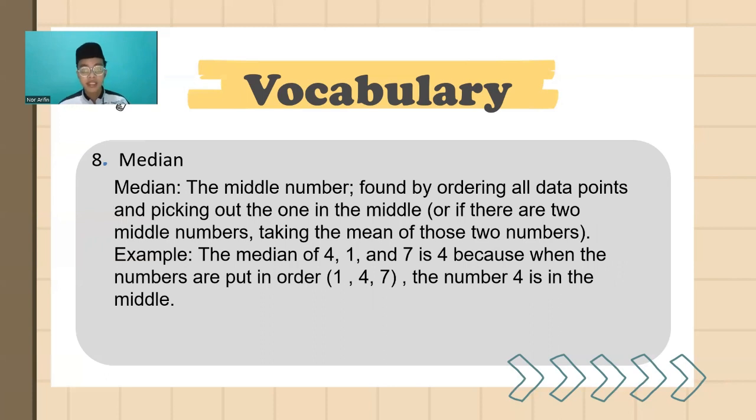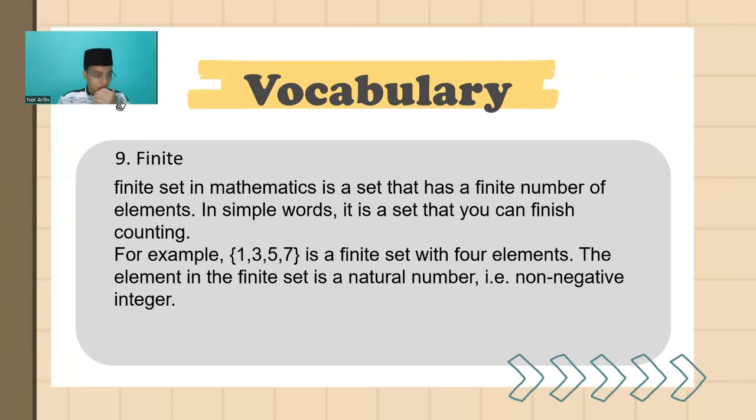Next is median. The middle number found by ordering all data points and picking out the one in the middle, or if there are two middle numbers, taking the mean of those two numbers. Example, the median of 4, 1, and 7 is 4 because when the numbers are put in order, atau diurutkan, it is 1, 4, 7. The number 4 is in the middle.